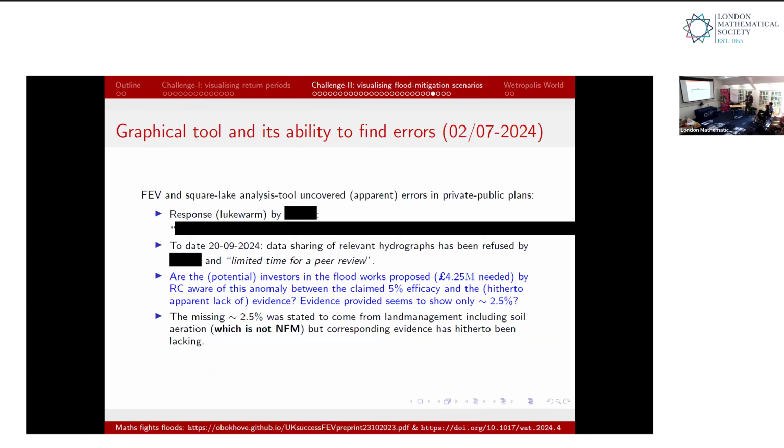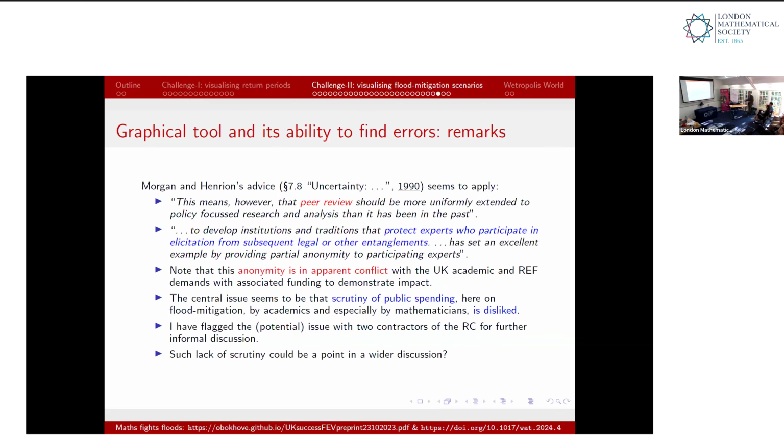I think the missing 2.5% comes from land management, including soil erosion, which was presented in February. For that one, I asked for the evidence. Either they don't want to give me the evidence, or I think they added it but don't have the evidence, because I haven't seen it. And I must say, both soil erosion and land management are not NFM, so the whole measure is not NFM. So things like that have worried me for a while.